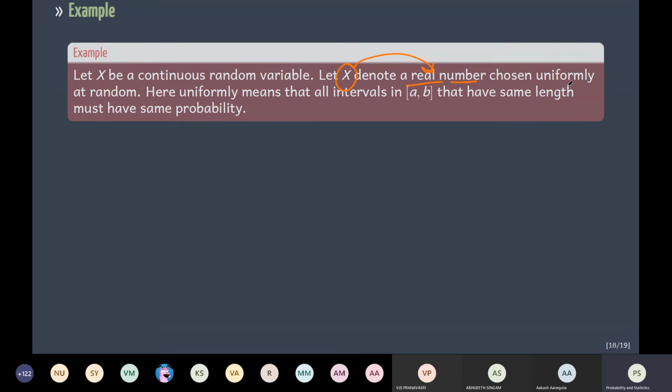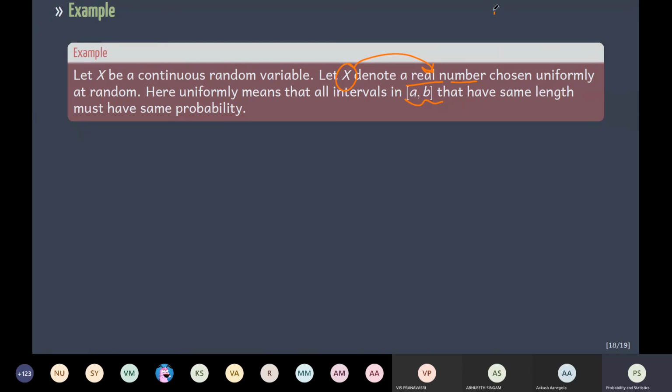Okay, but I may have a discrete set of real numbers, right? So the point here is that it's taking continuous values between some interval a and b. Here uniformly means that all intervals in a, b that have the same length have the same probability. So let's say x is a continuous random variable, and it's chosen uniformly at random.